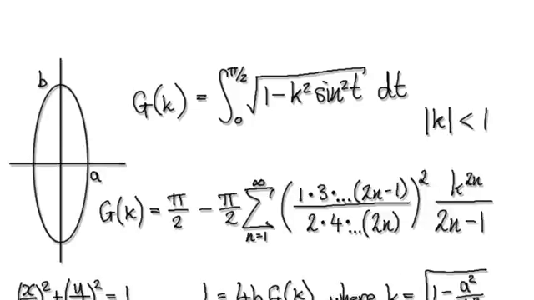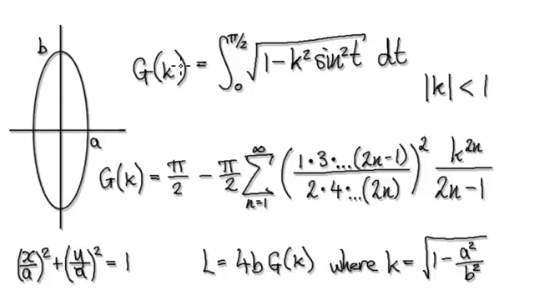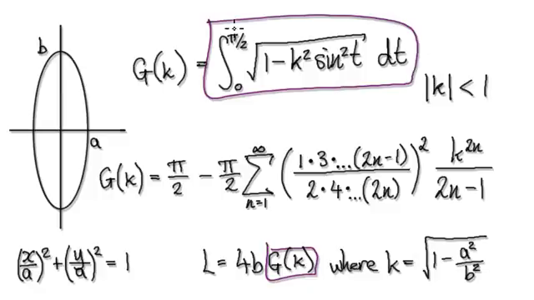So following on from the previous video, we wanted to know how to work out the arc length of this ellipse. We wanted to know the circumference of this ellipse. Well, the circumference is given by 4b times this function. Well, we don't know how to integrate this, so we would turn this into a series.